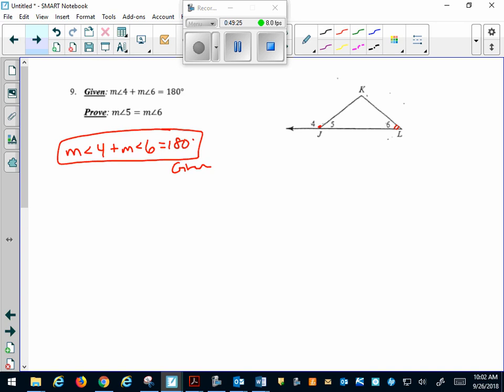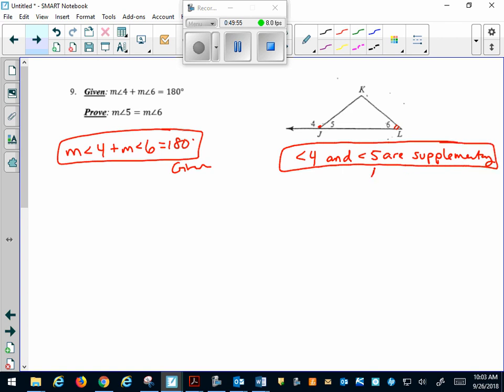Do we have a name for those 2 angles? Have we learned that that's a special angle pair? No. But is there a special angle pair in this diagram that we could label? Yeah, angle 4 and angle 5 are what? Okay, so they're supplementary. They're also adjacent, which makes them a linear pair. So if I say they're supplementary, I'm using the linear pair postulate. Exactly.